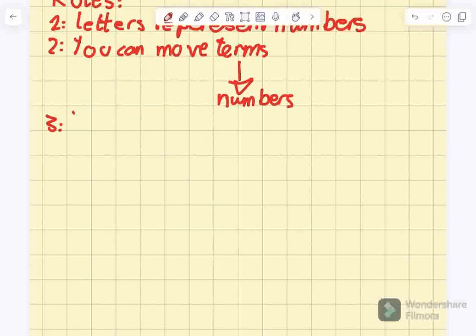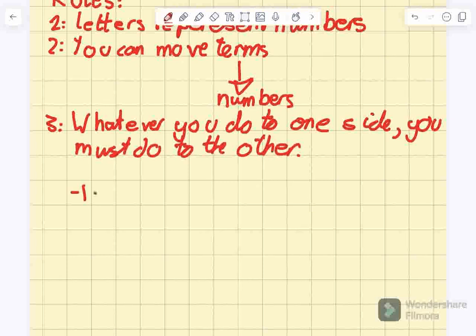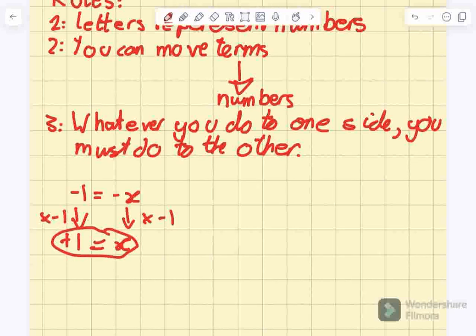3. Whatever you do to one side of the equation, you must do to the other side. For example, let's say we have minus 1 equals minus x. We want to find what x equals, not minus x, so we can multiply minus x by minus 1 to get x. However, we need to do the exact same thing to the other side of the equation, so we need to multiply that by minus 1 as well, which gives us positive 1.